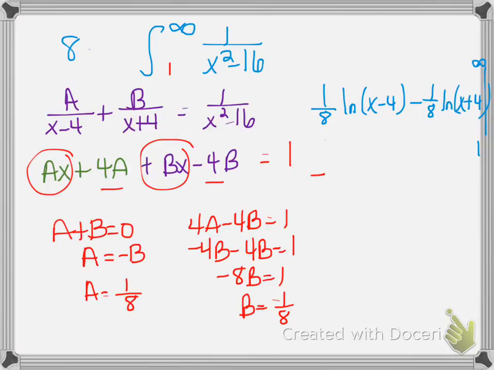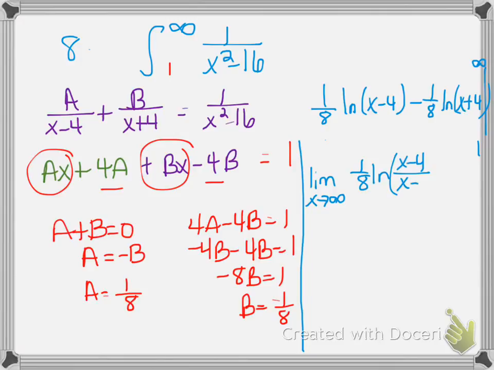So the infinity part is the limit. So we have the limit as you approach infinity of each of those. Now, there's a rule about natural logs, and it's going to make your problems easier to solve if you combine them. So really, I take out the 1/8, and then I divide the x minus 4 and the x plus 4, since I'm subtracting them.